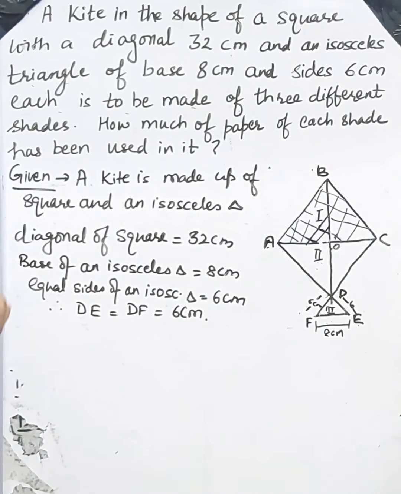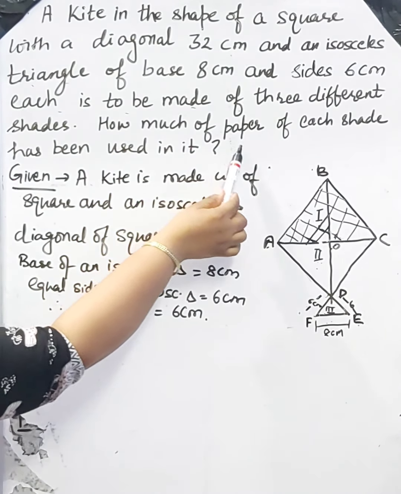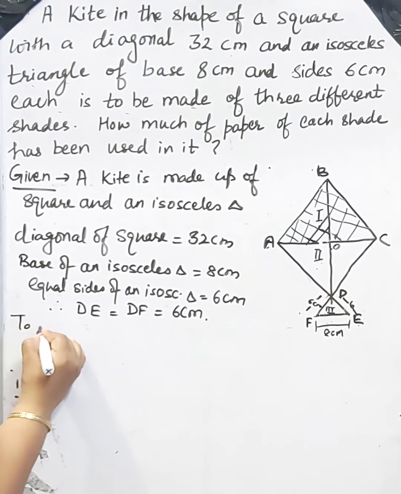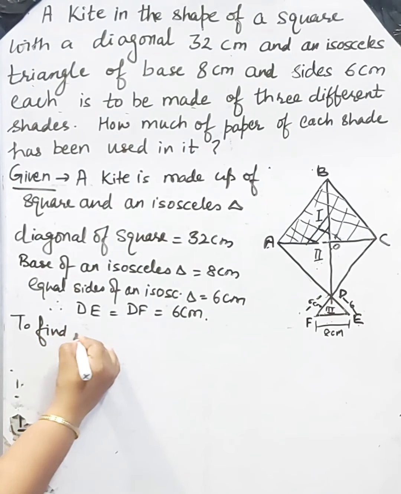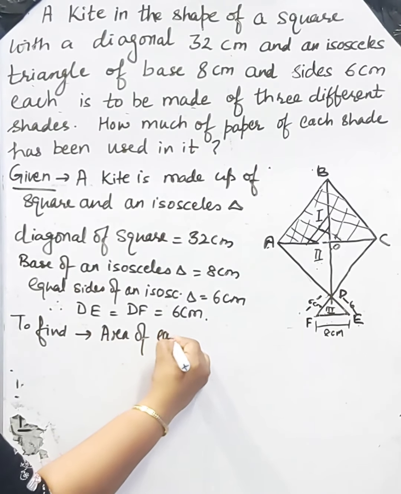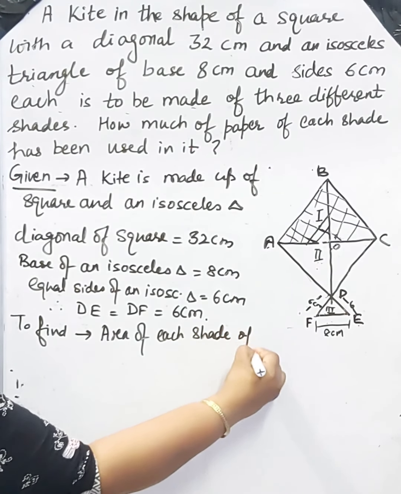Now, what do we have to find in this question? How much paper of each shade has been used in it? Now, to find the area of each shade of the kite.